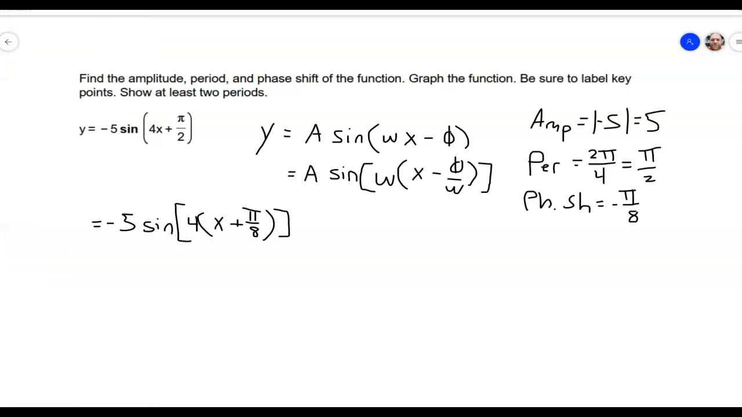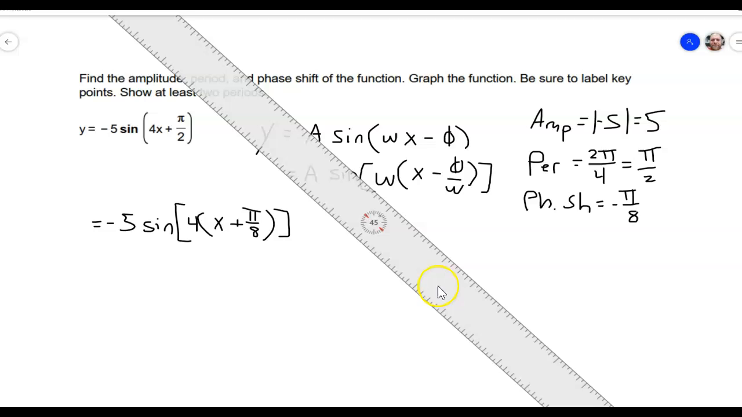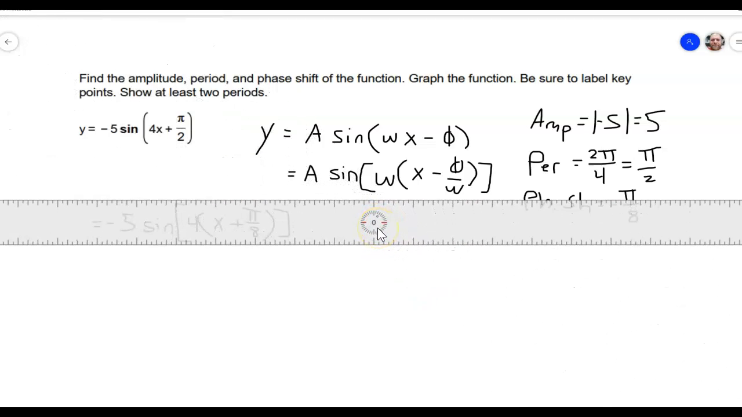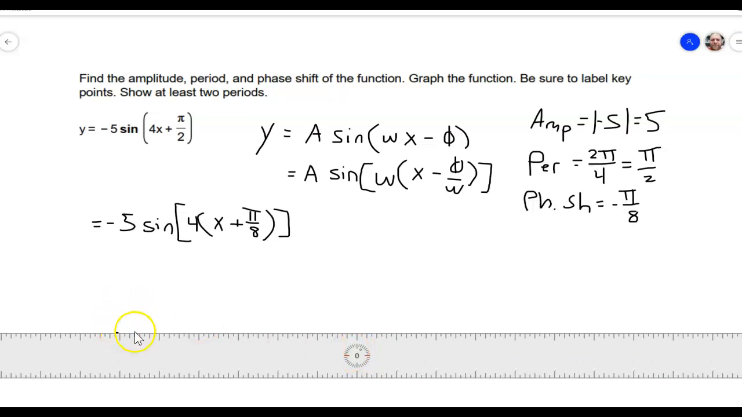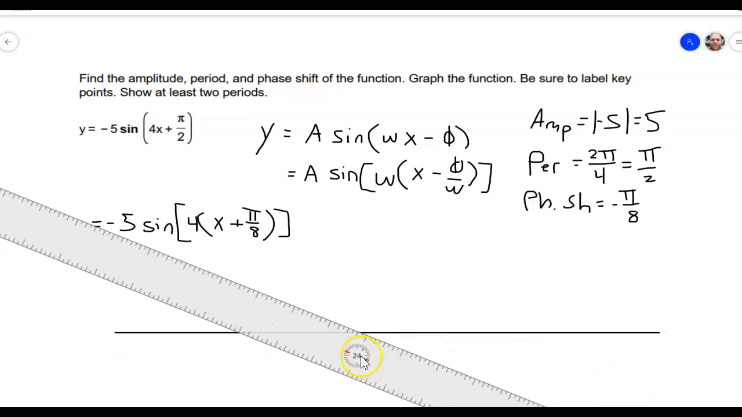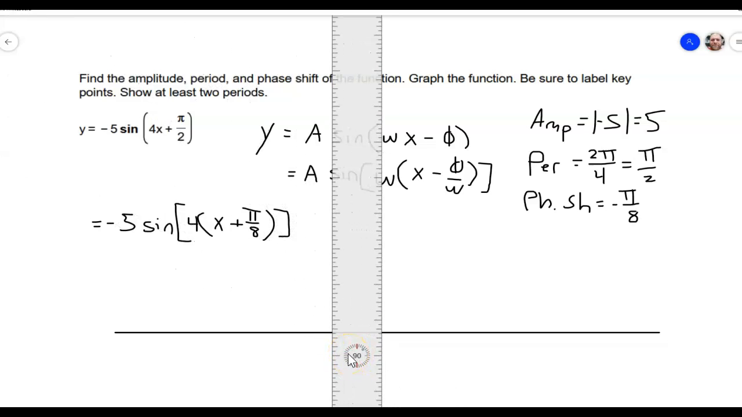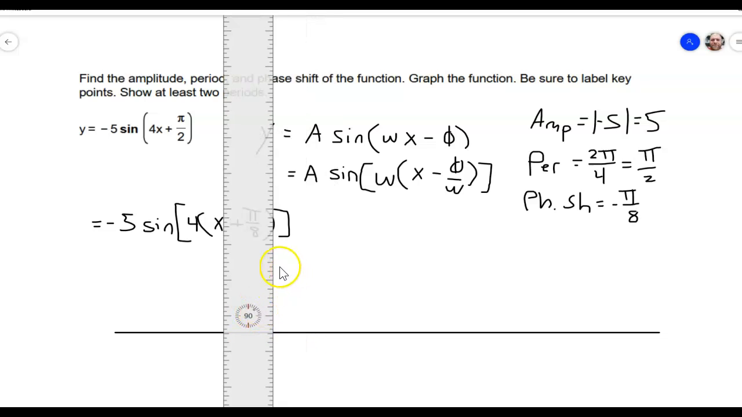All right, so let's actually do a little bit of this by hand as well, just to see how we would go about doing that. Oh my lord, I need to use my ruler for this, don't I? So let's pull out the ruler. So let's see how this would look. Let's start with a normal sine curve and see what would happen to it.